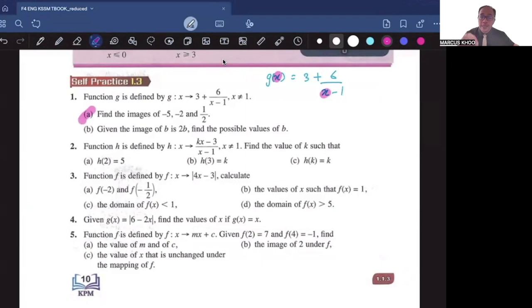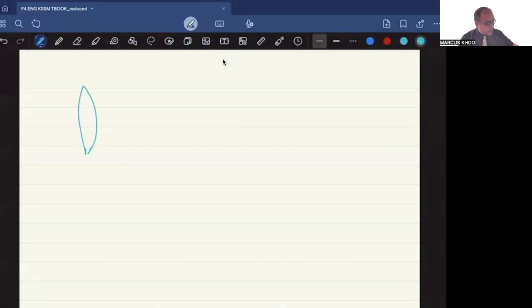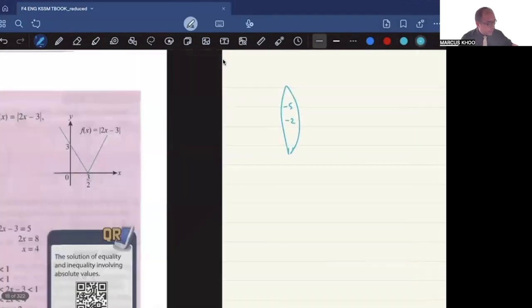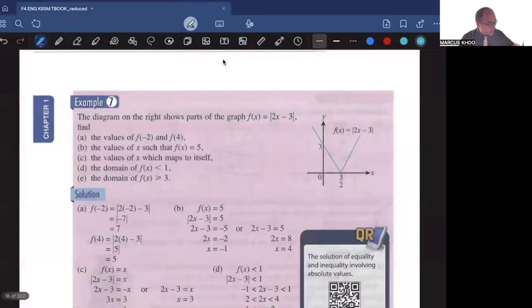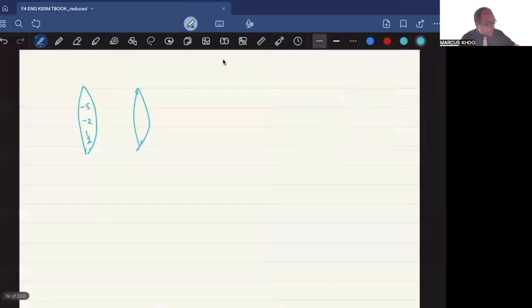Find the images of -5, -2, and half. This question is telling you that all these are objects. Each one is an individual object. So -5 is an object, -2 is an object, half is an object. If we were to map this out, let me put all the objects here: -5, -2, and half. And our function over here is 3 plus 6 over x minus 1.